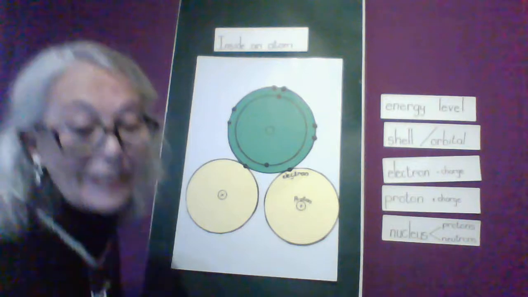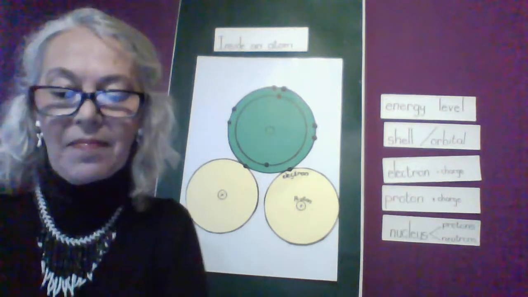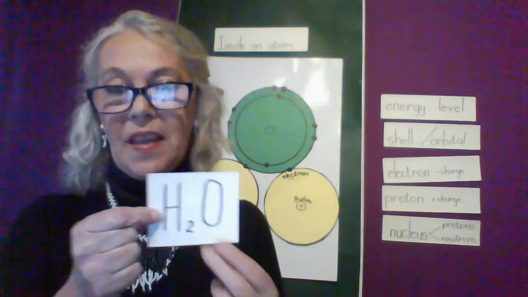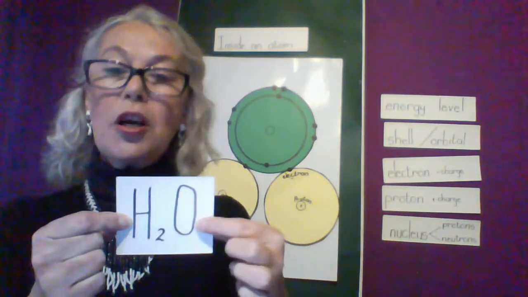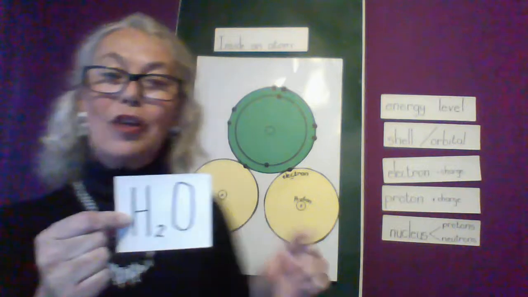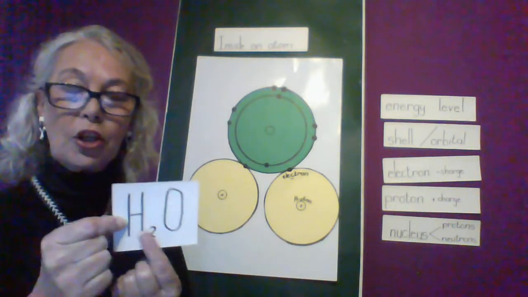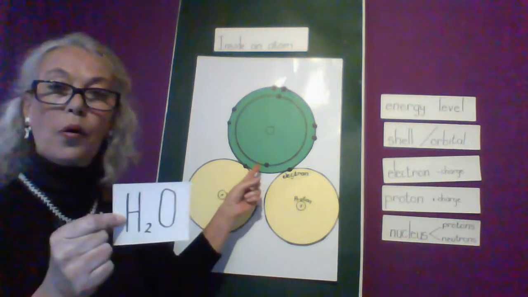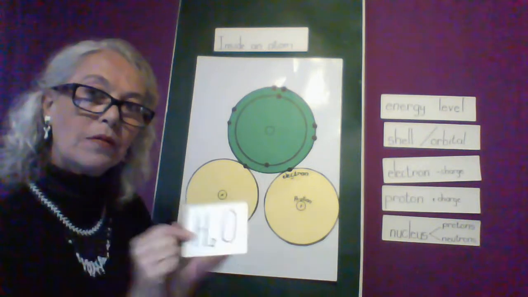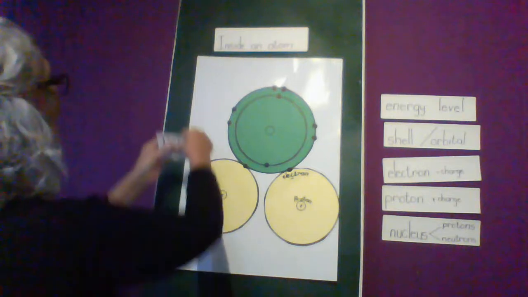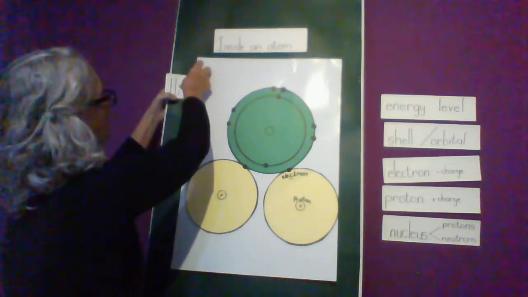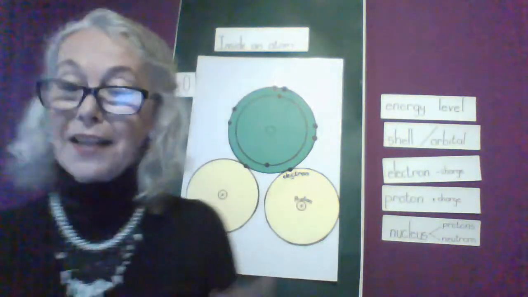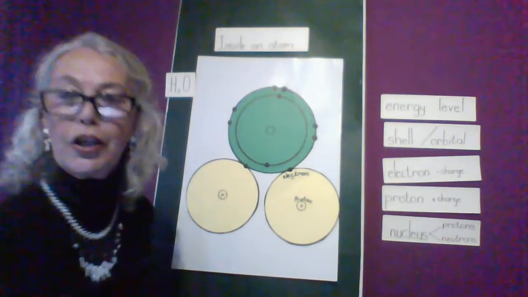Now, let's see how to write that. The element symbol for hydrogen is H. The element symbol for oxygen is O. But if we look at this, we've got 2 hydrogens, which is H2O. Does that ring a bell? There we have H2O, of course. Water. Now that is a water molecule.